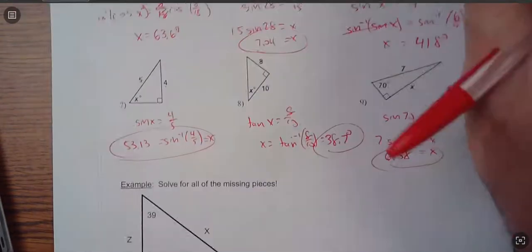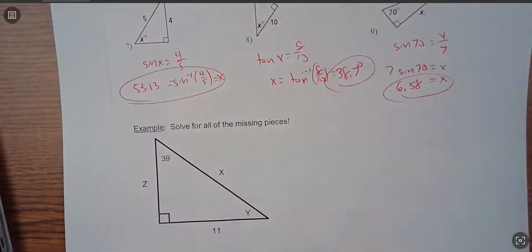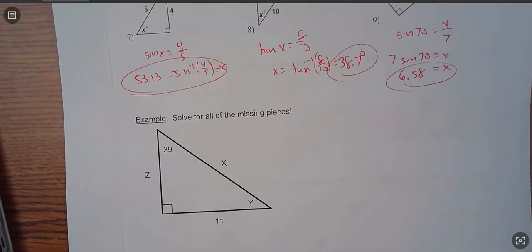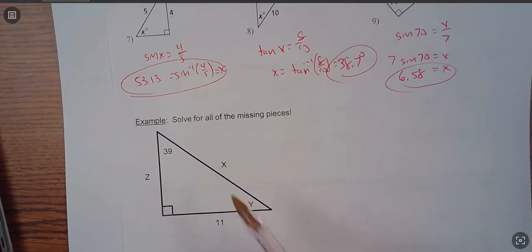Yeah, so hopefully that's a review. You did a lot of that in geometry. You did like a whole unit on using right trig. So now solve all the missing parts. So I'm missing a y, x, and a z.